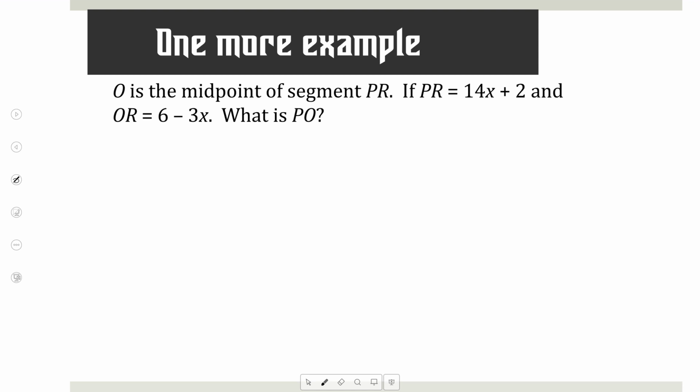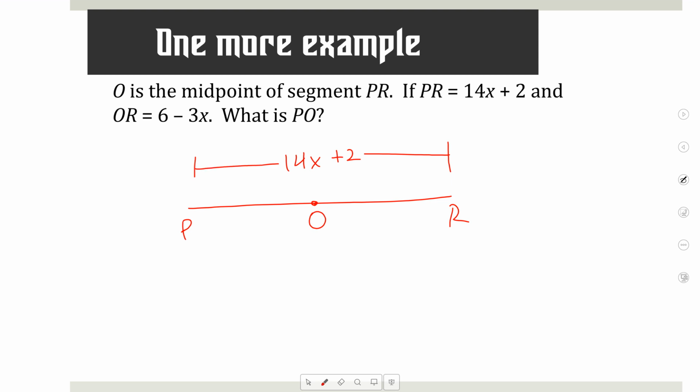All right, so a lot of different approaches to this problem. Some incredibly wrong, some very good, and some are very good but different. So we get P here, R here, O here. What's special about the point O? It's the midpoint, which means it's halfway. Okay, it's in the middle. 14x plus 2 represents that whole distance, and OR is 6 minus 3x.